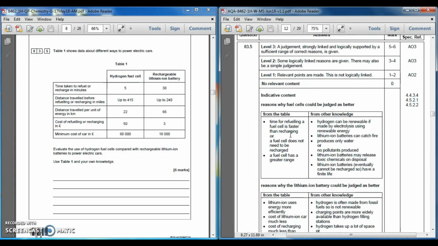Now, why weren't you getting into 6 marks even if you wrote much more than that? There are 2 reasons. It might be because you weren't referring to your own knowledge, because the question does specifically demand that. And the other reason could be because the command word is evaluate.